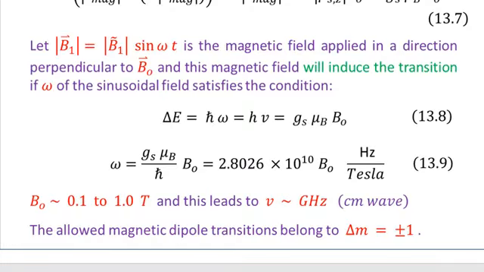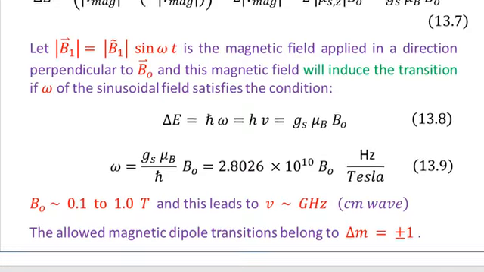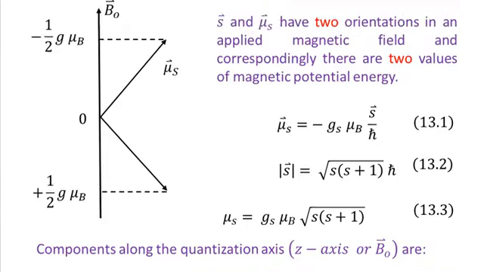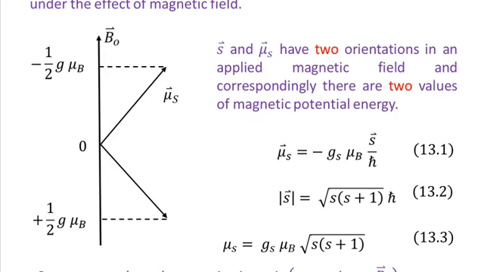And you know that Gs μB into B naught is actually the difference between these two levels. So these two levels are created in the presence of the external magnetic field B naught. Now you are applying another magnetic field B1, which is perpendicular in direction to the external magnetic field B naught, and this magnetic field is a sinusoidal magnetic field having frequency omega.